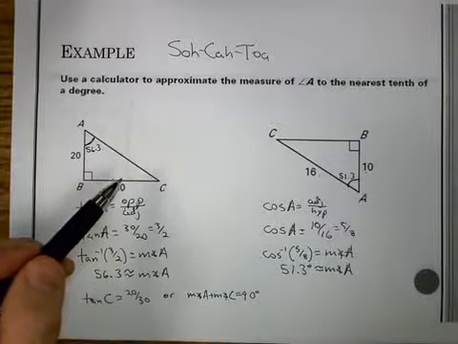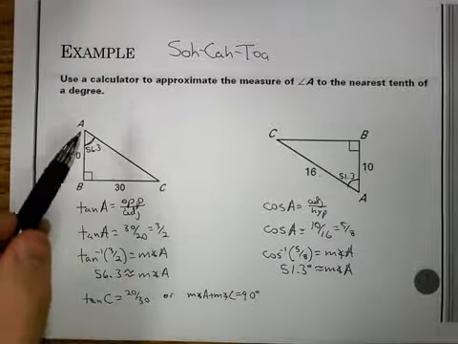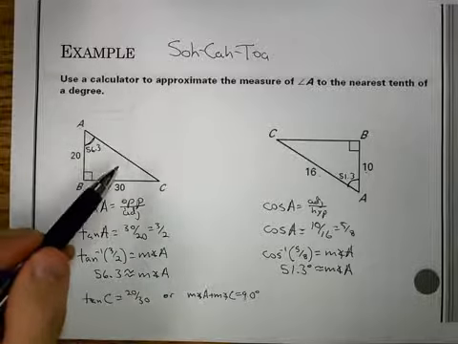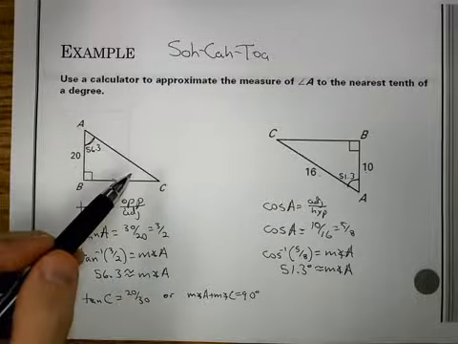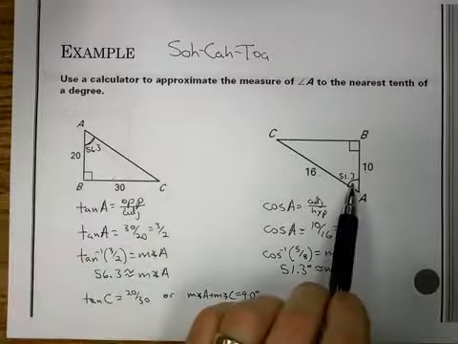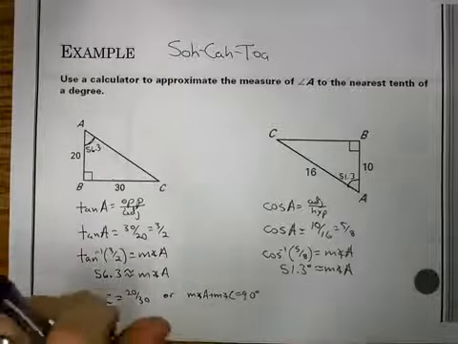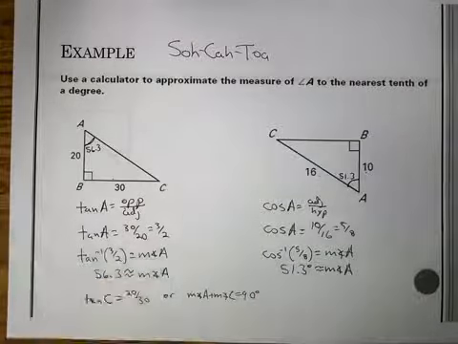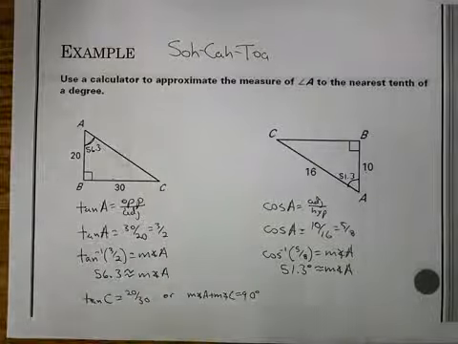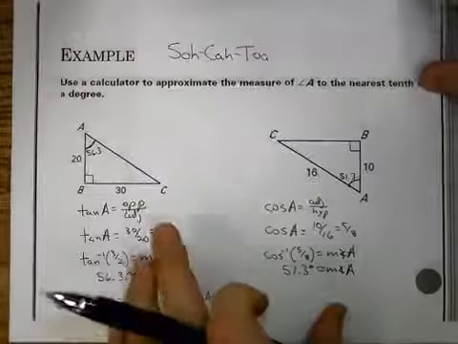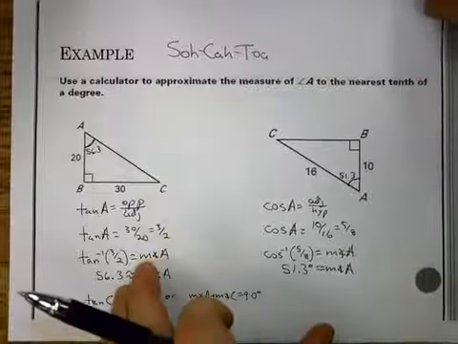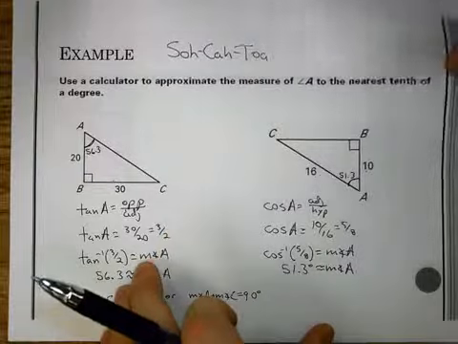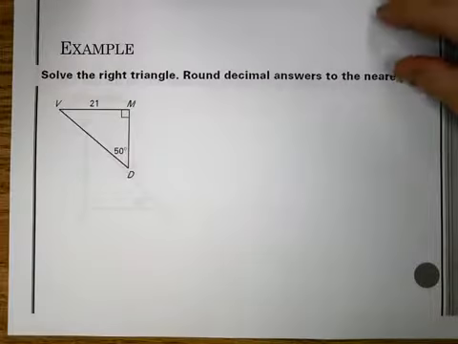Instead of having to do another inverse trig ratio, I could subtract 56.3 from 90 and get my angle here. I could do the same thing, subtract 51.3 from 90 and get my angle there. That's going to be a part of solving a right triangle, which we're going to do next. But just for finding the angle, there's our examples there. Let's look now at solving right triangles.